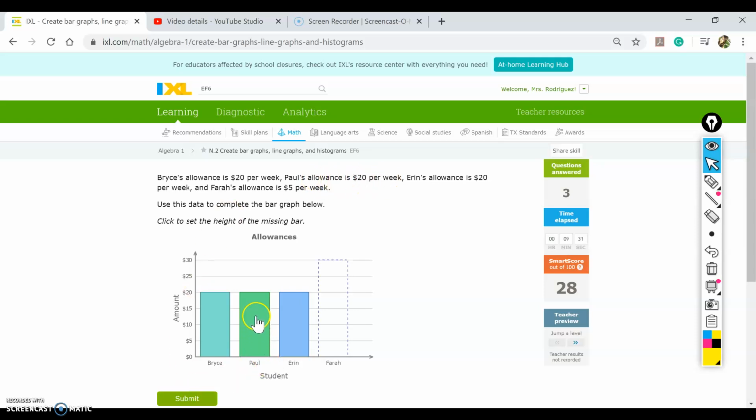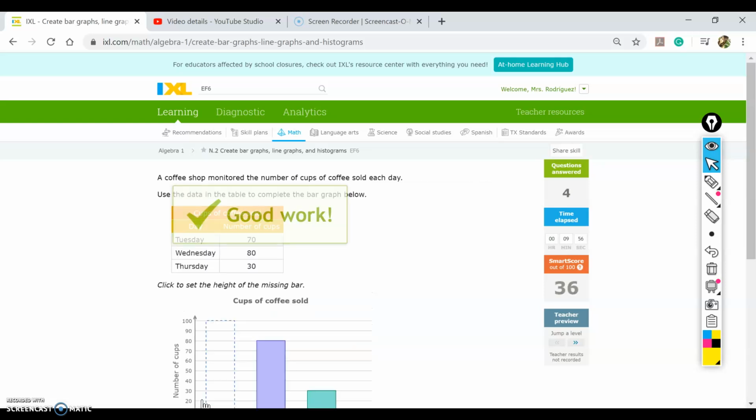I go to Paul's, 20. Now Erin's allowance is $20 per week. I go to Erin, 20. And Fra's allowance is $5 per week. Oh, poor Fra. So it's here, and it would be just 5 right there. And then you click submit. We completed our graph. That's all you need to do. So good job. Now let's do 3 more questions.